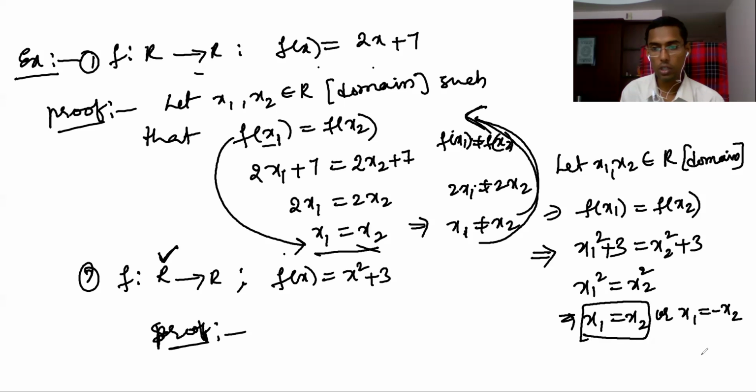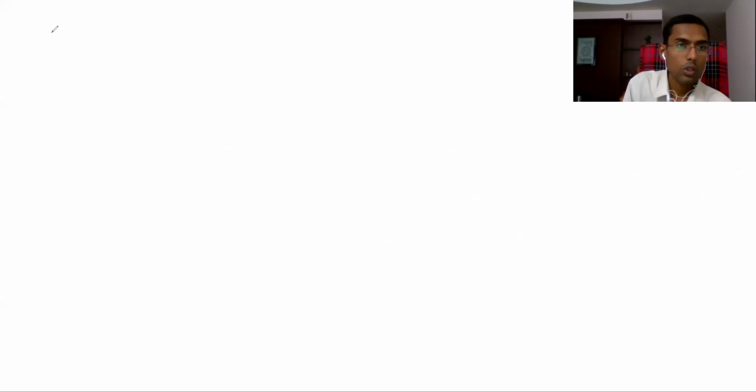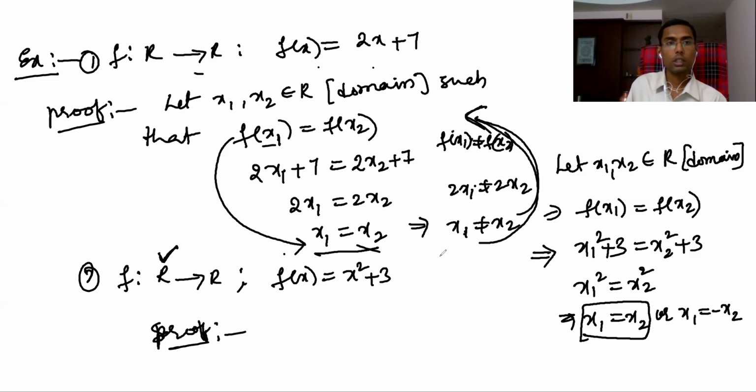So I am writing here the definition. Let x1 x2 belongs to R such that f of x1 equal to f of x2. Then we have to prove x1 equal to x2. Then this becomes one-one. That is the definition. Okay, what is the definition?